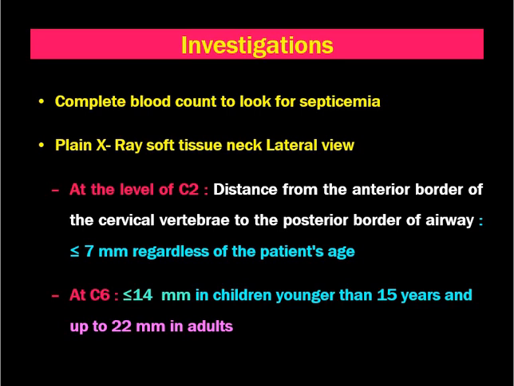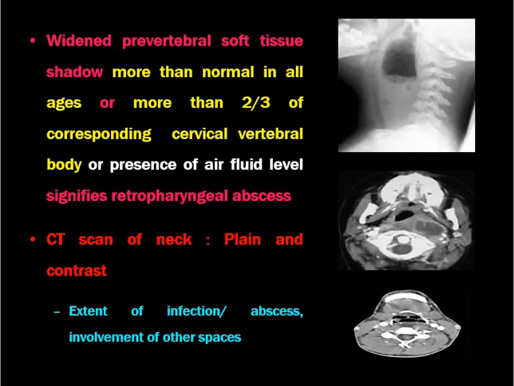On X-ray, at the level of C2, the distance from the anterior border of the cervical vertebrae to the posterior border of the airway should be less than 7 mm regardless of the patient's age. At C6, it should be less than 14 mm in children younger than 15 years and up to 22 mm in adults. A widened prevertebral soft tissue shadow more than normal in all ages, or more than 2/3 of the corresponding cervical vertebral body, or presence of an air fluid level signifies retropharyngeal space abscess. More than 2/3 or presence of air fluid will be the better choice in clinical diagnosis.